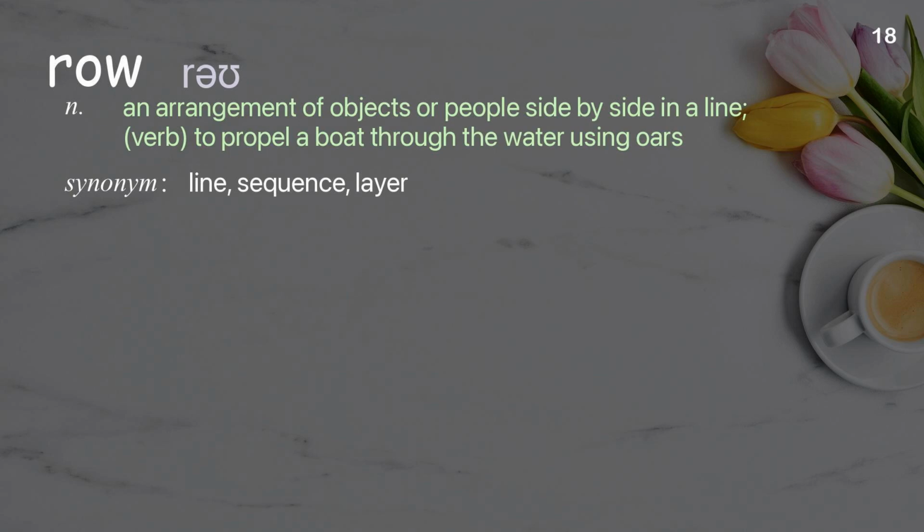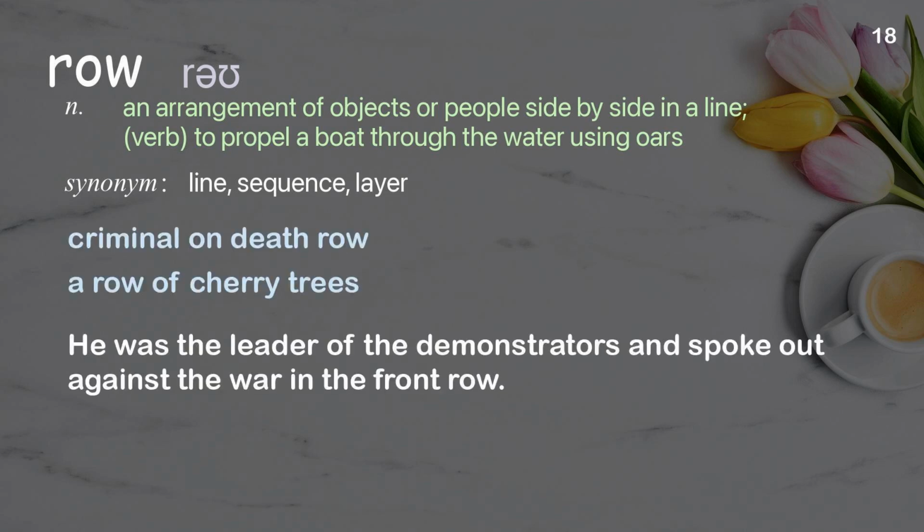Row: an arrangement of objects or people side by side in a line. Verb, to propel a boat through the water using oars. Examples: Criminal on death row, a row of cherry trees. He was the leader of the demonstrators and spoke out against the war in the front row.